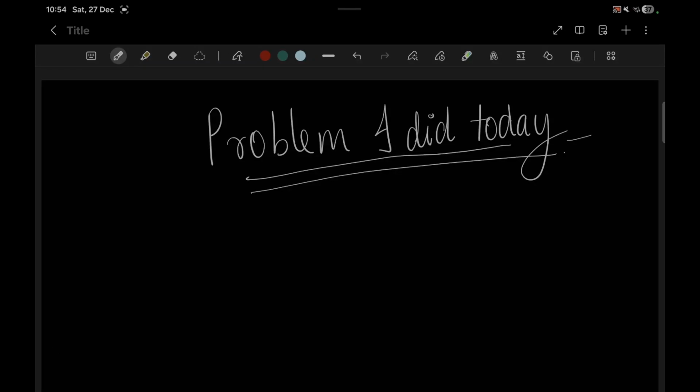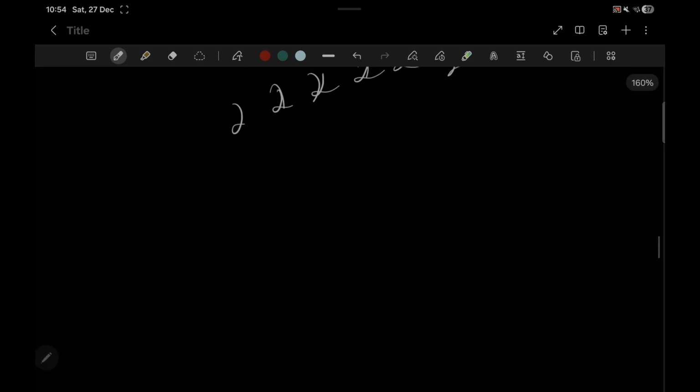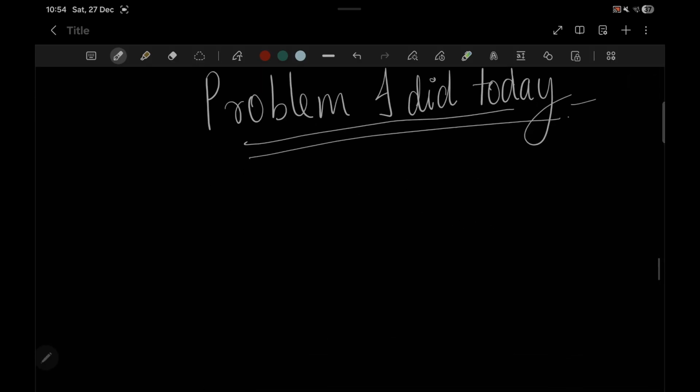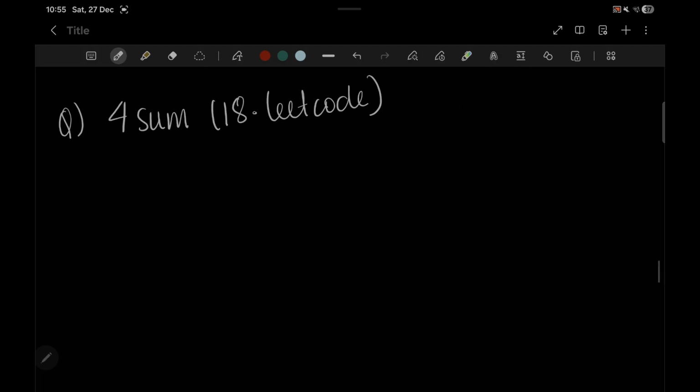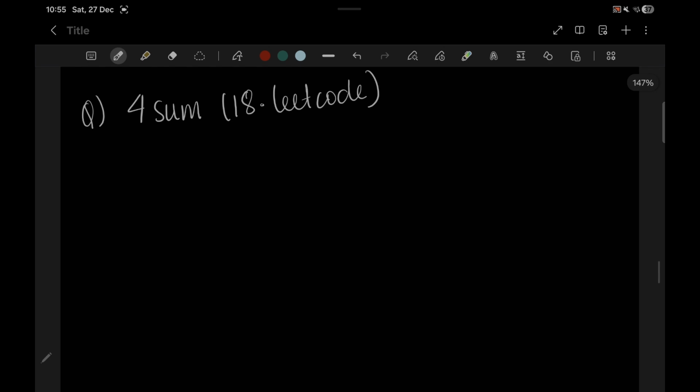So this is the problem that I did today. The problem is 4Sum, which is the 18th LeetCode problem. So how did I do this problem?